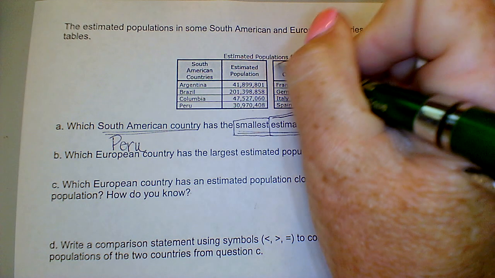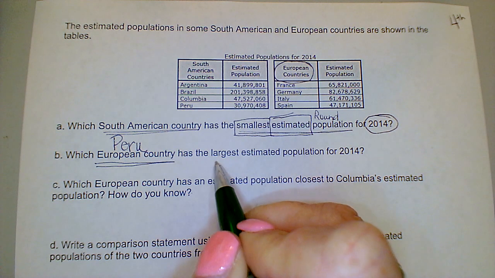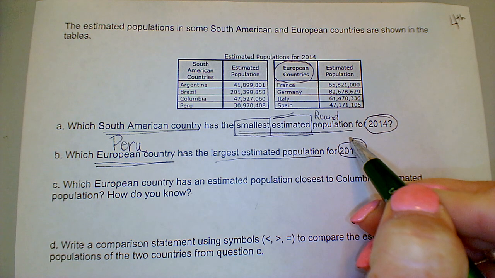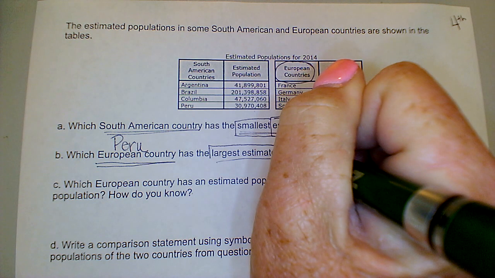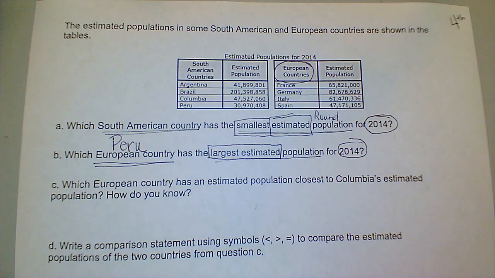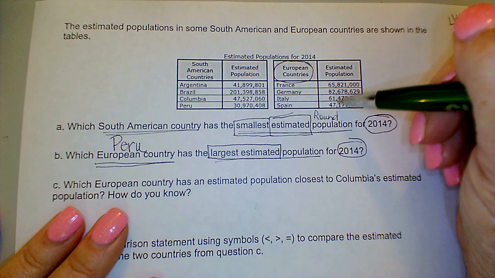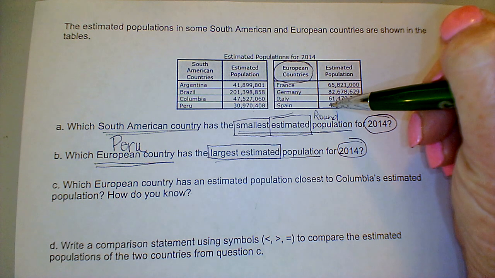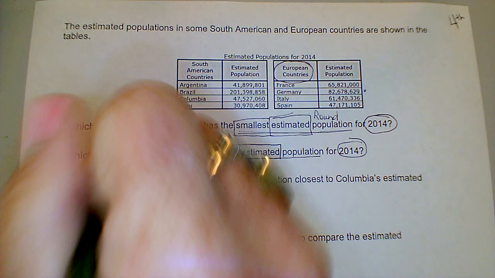How about which European country? So now we're looking over here at European countries. But it's the largest. Has the largest estimated population for 2014. So what are your key words you need to box in that one? Largest, 2014, and estimated. So again, we're only looking at the European countries. And we've got a 6, an 8, a 6, and a 4. Do we need to look any further? No. What is the largest estimated population? Germany. Very good. Germany.